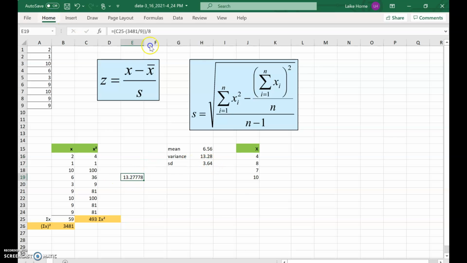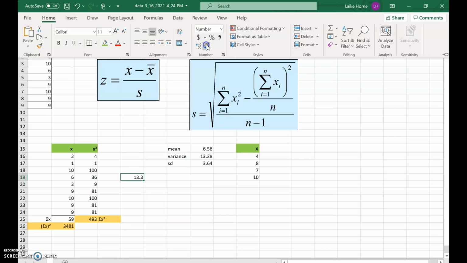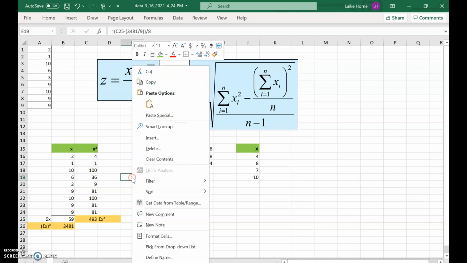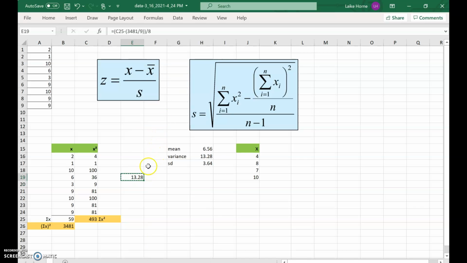13.28. If we were to round this, we would get 13.28. And I'm going to put that right here. Okay, and then for standard deviation, you would just do the square root of that number. So I'm showing you that there's the formula, and then we also used Excel, and you're still going to get the same number. Now, we have to do the z-score, so there were multiple steps here.